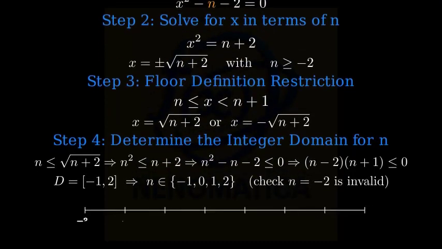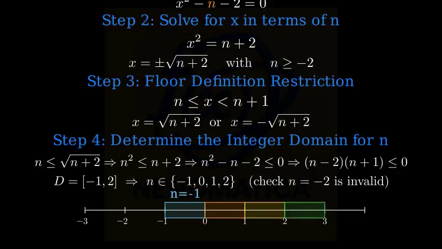To make the interval checks visual, let's draw a number line and highlight the bins for n equals negative 1, 0, 1, and 2. We will test each n by solving x squared equals n plus 2, and then keeping solutions only if x lies in the interval from n to n plus 1.